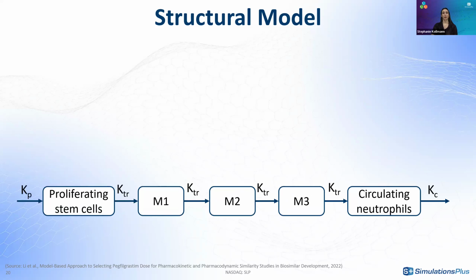The PD part captures neutrophil proliferation in the bone marrow and their maturation through transit compartments to finally lead to neutrophils circulating in plasma. On the membrane of the neutrophils, we have the receptor called granulocyte colony stimulating factor receptor, and this receptor will be the target of the drug.